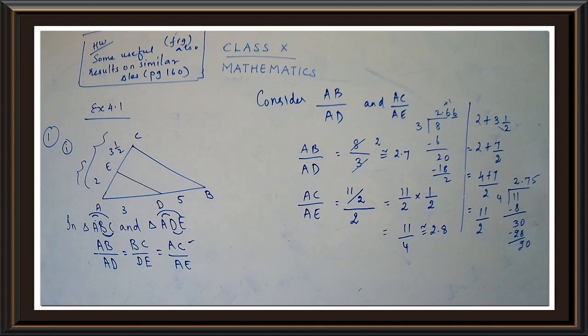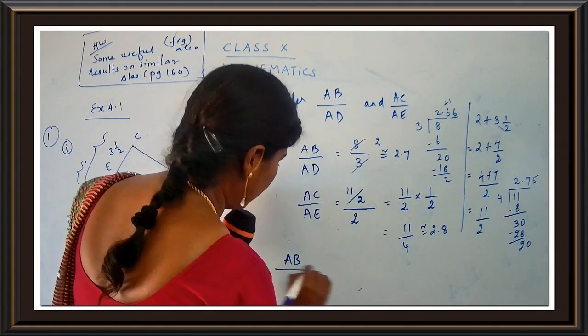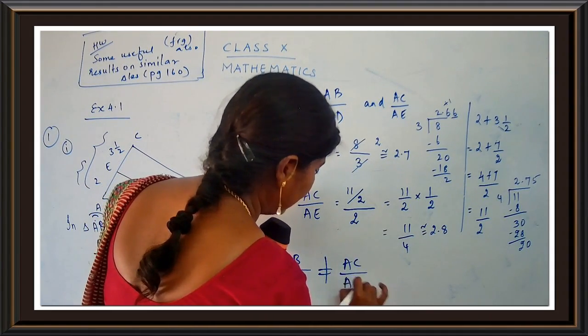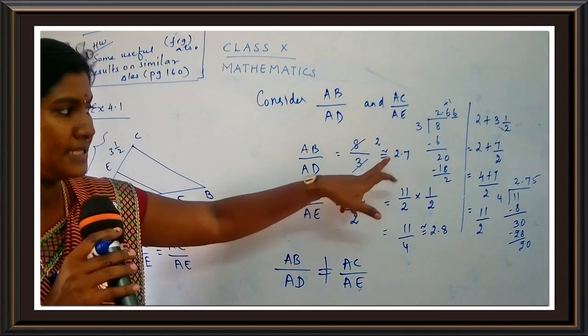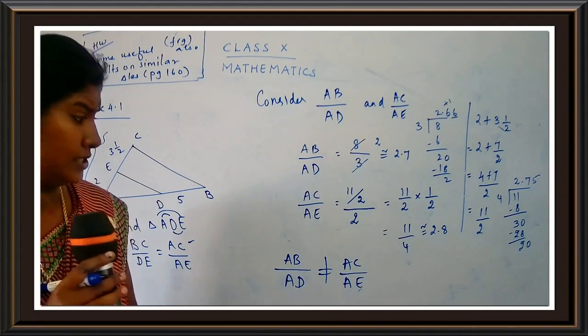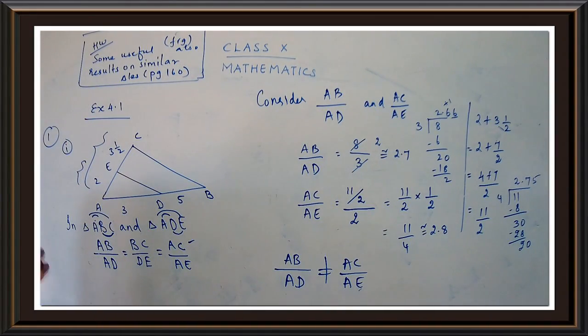So 4 2s are 8, 3, 4 7s are 28, 2 0 4 5s are 2.75. So this is 2.8. So you can say AB upon AD is not equal to AC upon AE. They are different numbers. Yes, children, you have 2.7 and this is 2.8. They are different. So AB upon AD is not equal to AC upon AE.